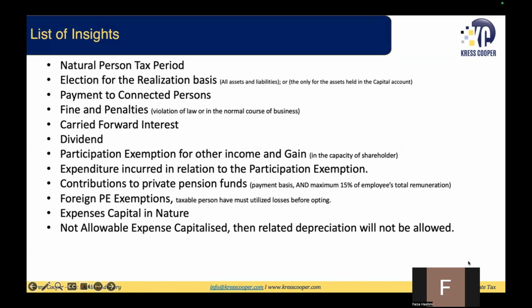An important thing is, if you have capitalized any expense, they have given an example in the guide. Suppose you bought one machinery, then litigation was going on, and you have capitalized the litigation cost as well. Litigation is some sort of fine or penalty. This fine, this penalty is being capitalized. So any depreciation, any amortization related to this portion of the capital asset that relates to penalty, you will not be able to claim that portion. Rest of the portion you will be able to claim.